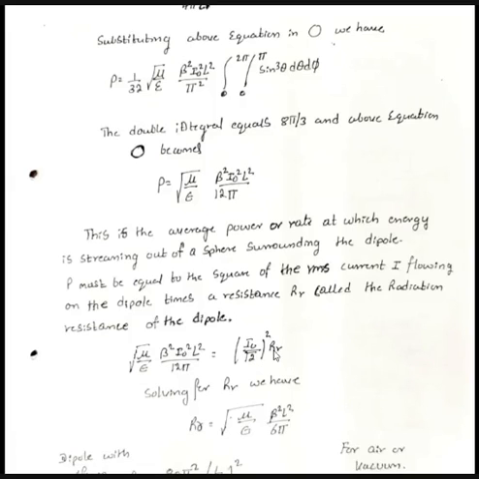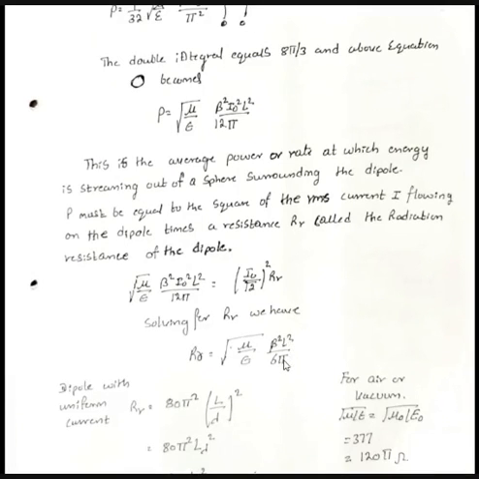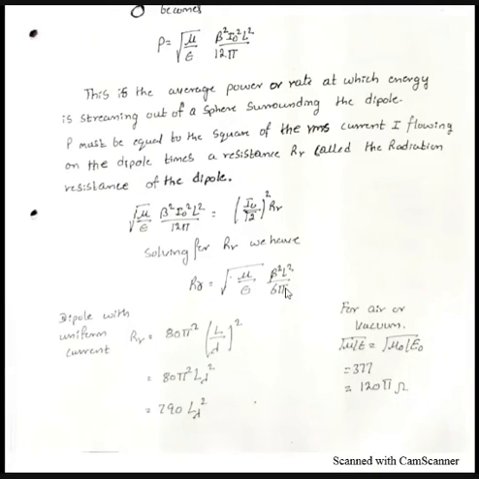So what is R naught here? Sorry, R naught or Rr here. That is Rr, radiation resistance here. Radiation resistance is equal to root of mu divided by epsilon, beta square L square divided by 6 pi here. Okay, you know the value of beta here. That is beta is equal to 2 pi by lambda here. Beta square we will be having 4 pi square divided by lambda square here.